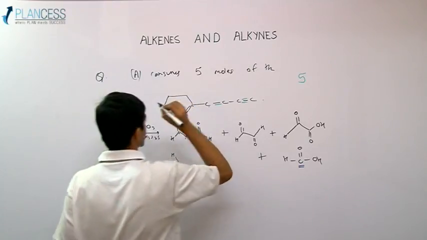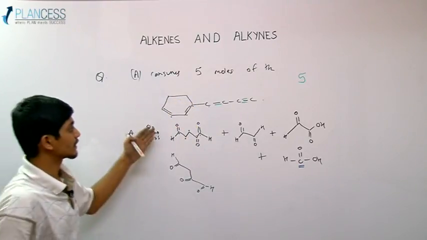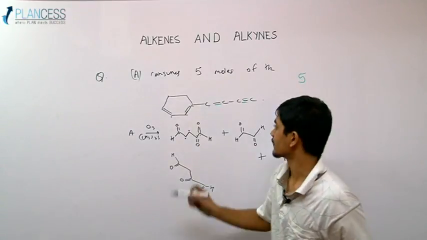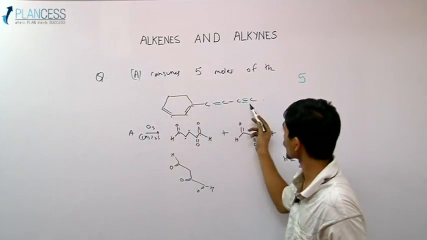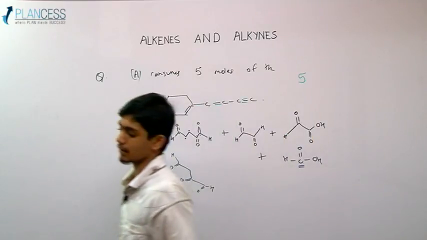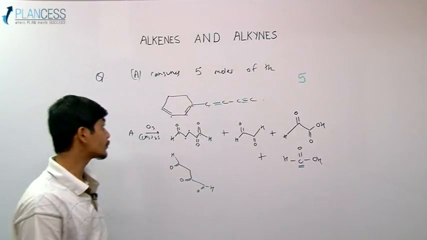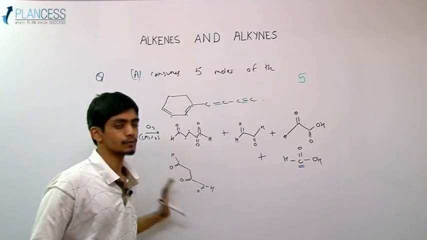that we make it over here. So this is the final structure that we have: 1, 2, 3, 4, 5 pi bonds, and hence it consumes 5 moles of H2, and it also follows these ozonolysis products.